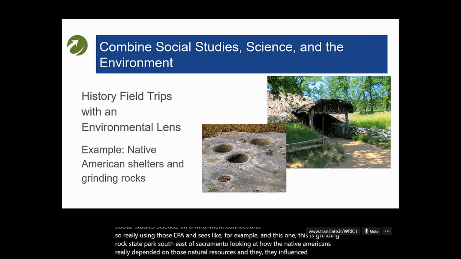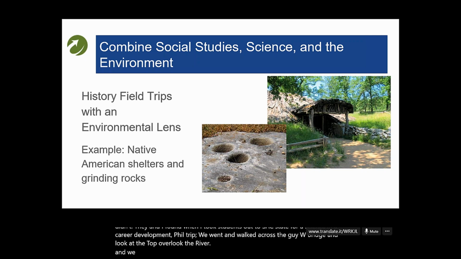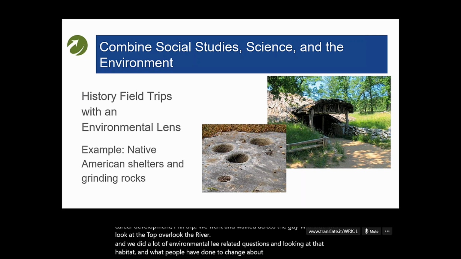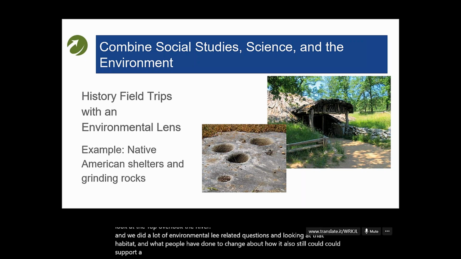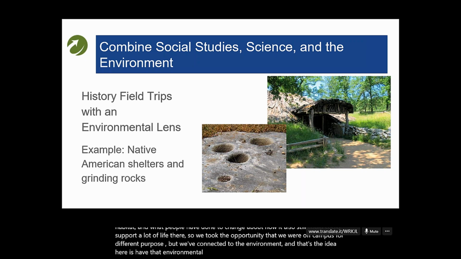And I found when I took students out to Sac State for a science and a career development field trip, we went and walked across the Guy West Bridge and overlooked the river. And we did a lot of environmentally related questions and looked at that habitat and what people had done to change it, but how it also still could support a lot of life there. So we took the opportunity that we were off campus for a different purpose, but we connected to the environment. And that's the idea here, is have that environmental lens throughout whatever you do, and you'll see the ideas just flowing. And you don't have to go anywhere.